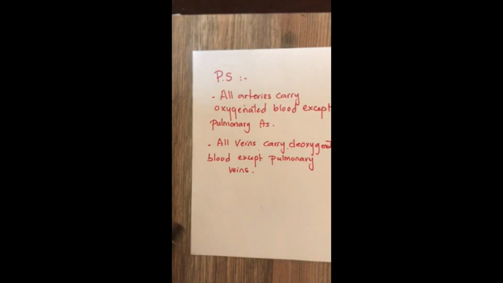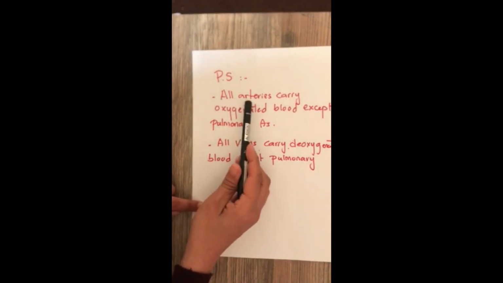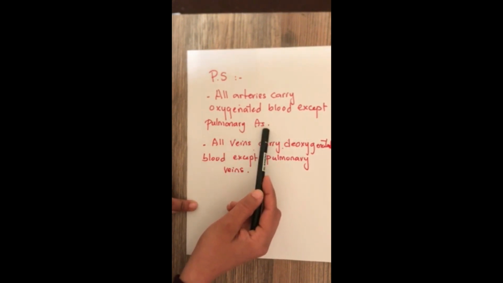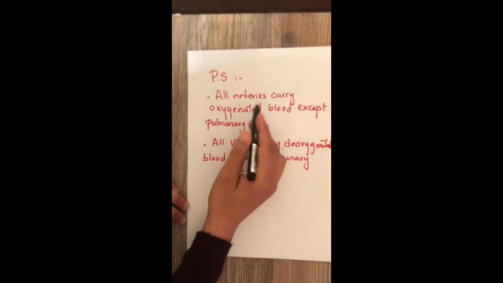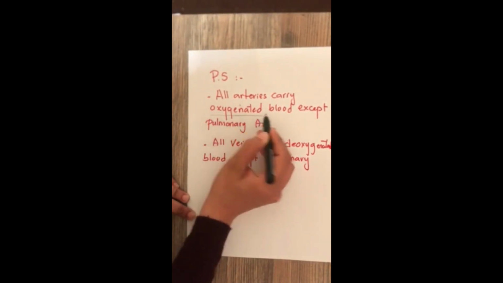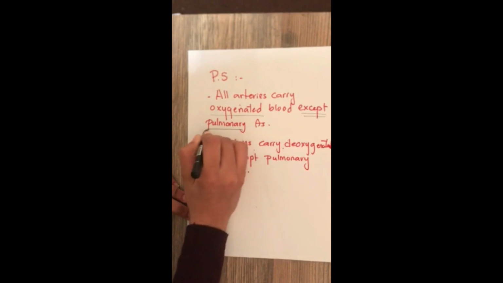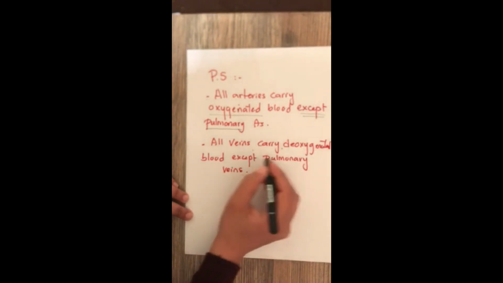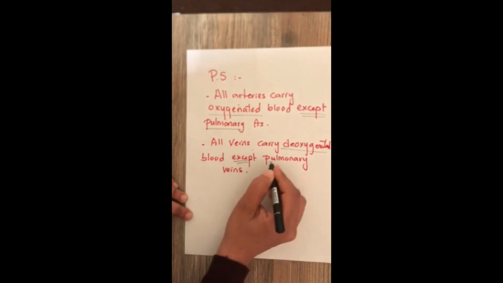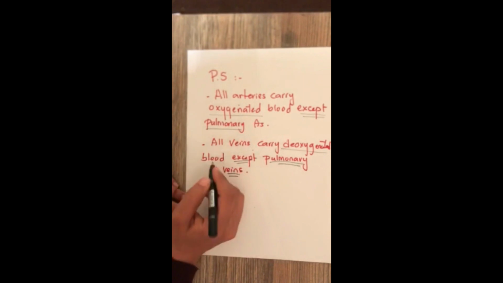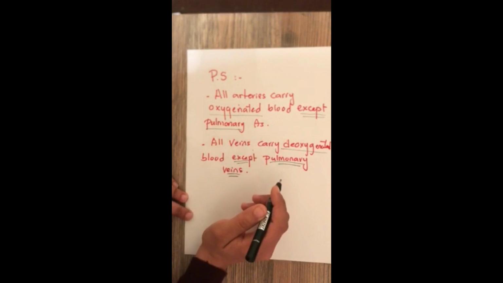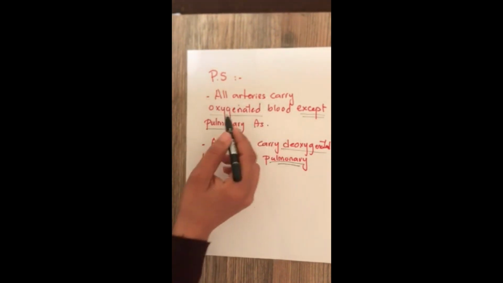But to make it easier, focus with me. All arteries carry oxygenated blood except pulmonary arteries. And all veins carry deoxygenated blood except pulmonary veins. So the exception is always the pulmonary, whether arteries or veins. Let's make sure of this sentence.